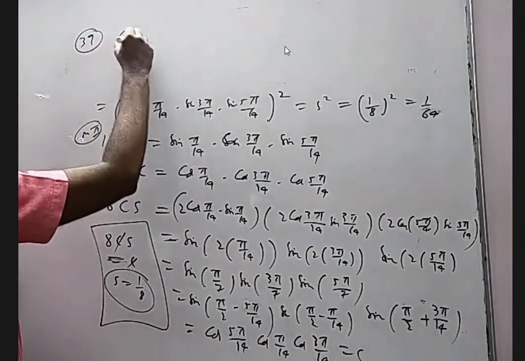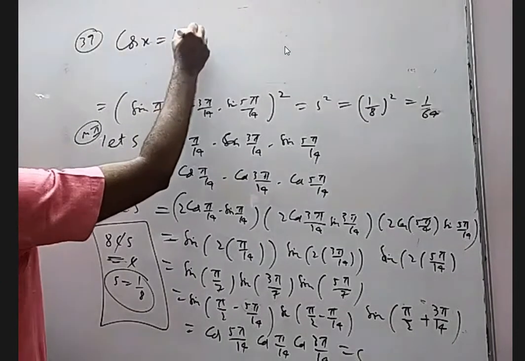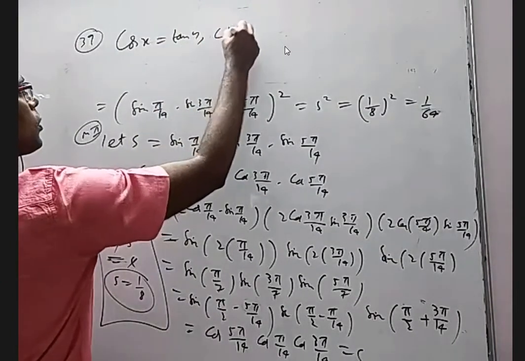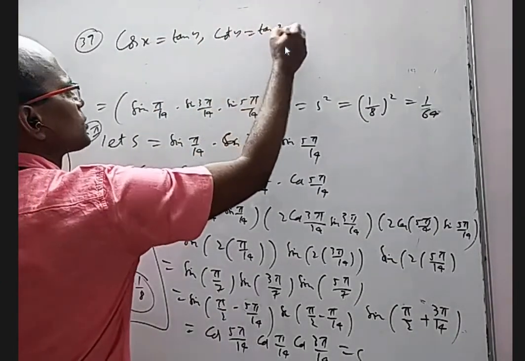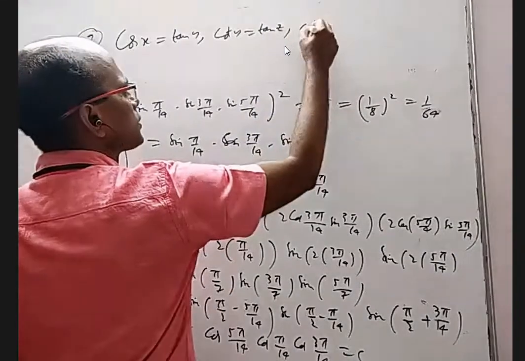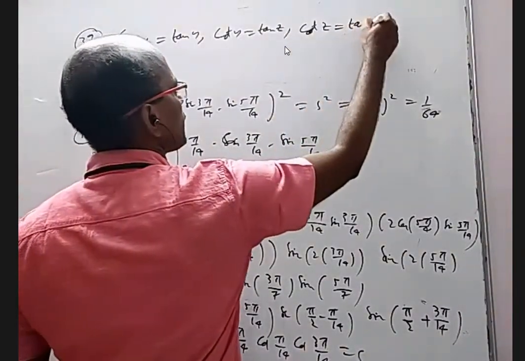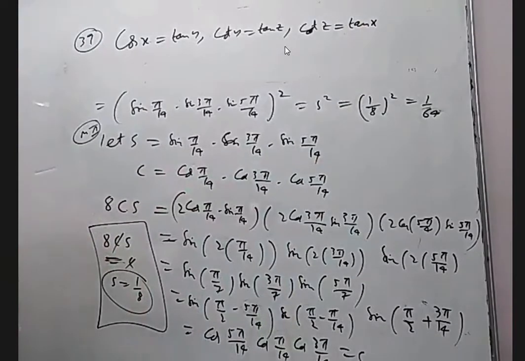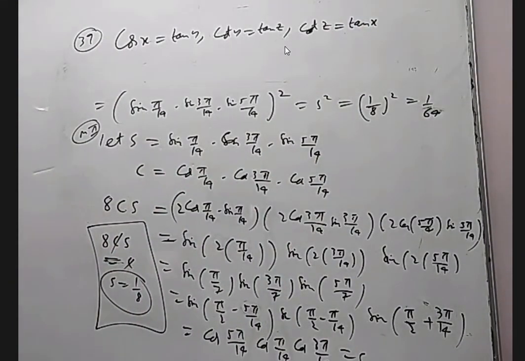Thirty-nine, they gave cos x is equal to tan y, cot y is equal to tan z, cot z is equal to tan x. We have to find the sin x value.